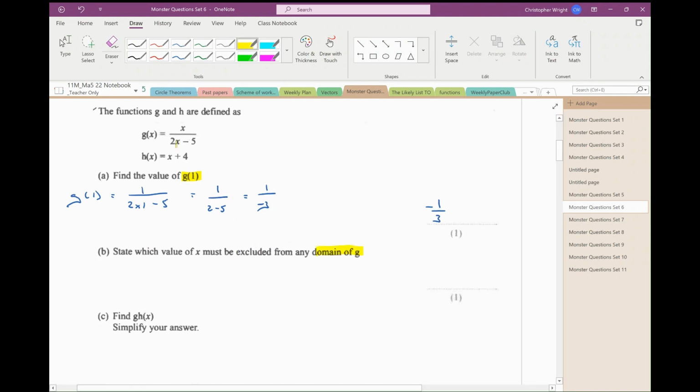Good. State which value of x must be excluded from any domain of g. Well, we can't have a denominator of 0. So the value of x which must be excluded is the value which makes the denominator 0. So it's 5 over 2.